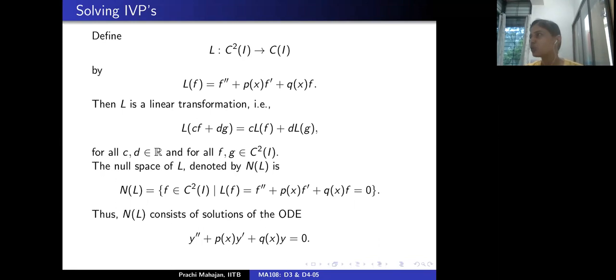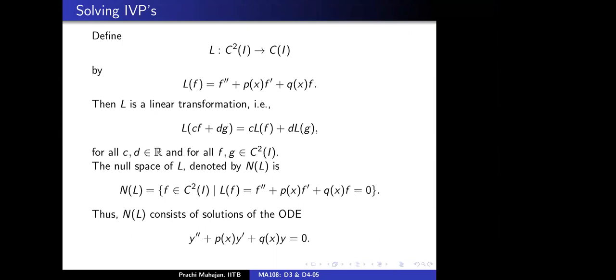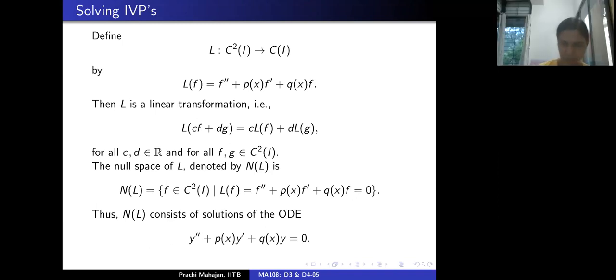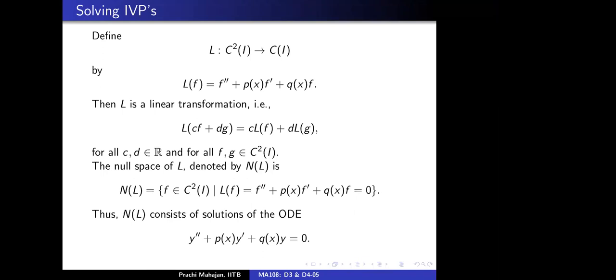Okay, so I will just throw this question open to everybody. What are your thoughts? Since you're only restricting to C2, then obviously there is a possibility that some solutions are missing. Okay, let's see. Let's just hold on and go ahead for the moment. We'll come back to this.